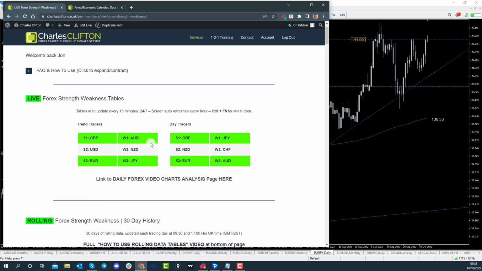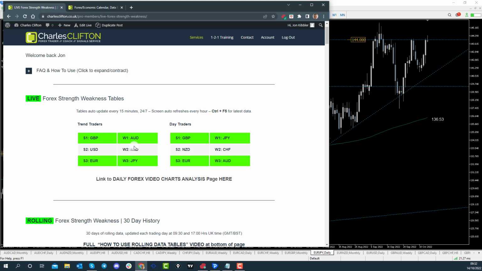You'll see here that some currencies are highlighted in green. The highlighted currencies are showing us that there is confluence between the two trading time frames. The highlighted currencies are where we're going to be focusing our attention in the videos, and these tables are updated every 15 minutes, 24/7, so wherever you are, anytime, anywhere, you can access these live Forex strength and weakness tables. So what are they showing us today?